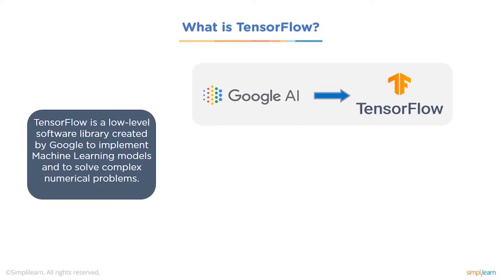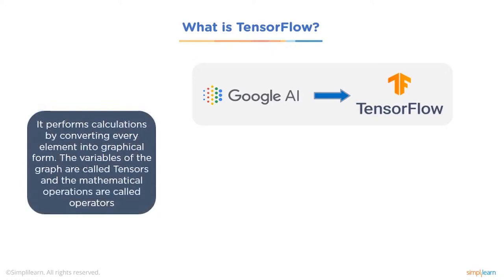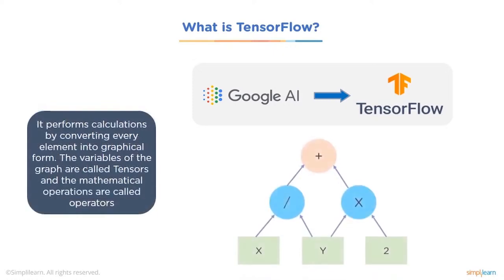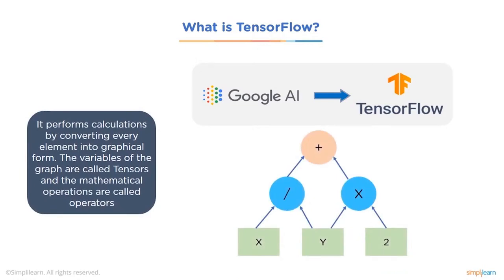TensorFlow is a symbolic math library based on data flow and differential programming. It is used for both research and production at Google. What do you mean by data flow? It basically means that we perform calculations by converting every element into graphical form. The variables of the graph are called tensors and mathematical operations are called operators. Here, in the computational graph shown, you can see that x, y, and 2 are the variables. They will also be called tensors, and division, multiplication, and addition are the operators.